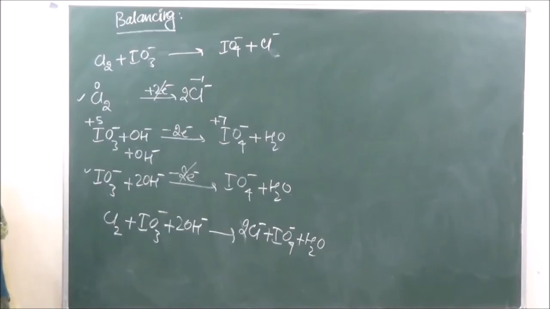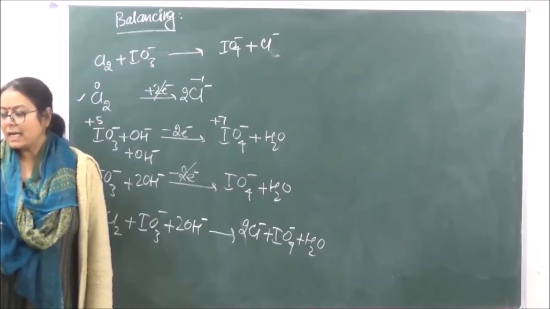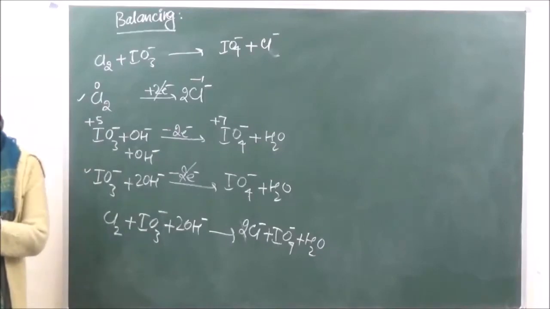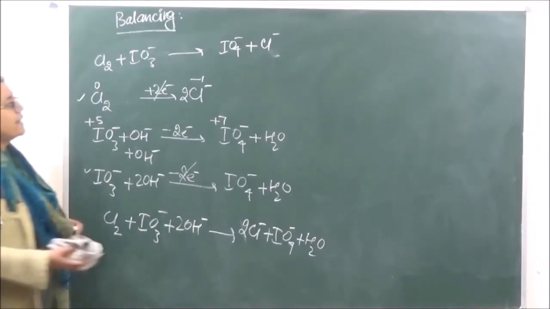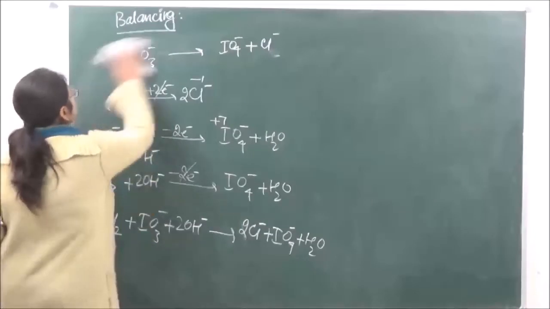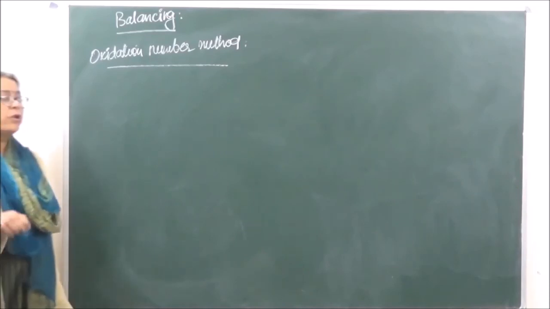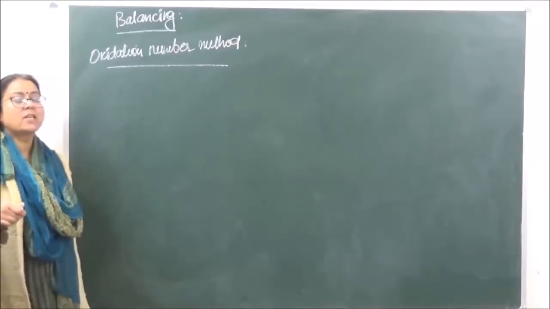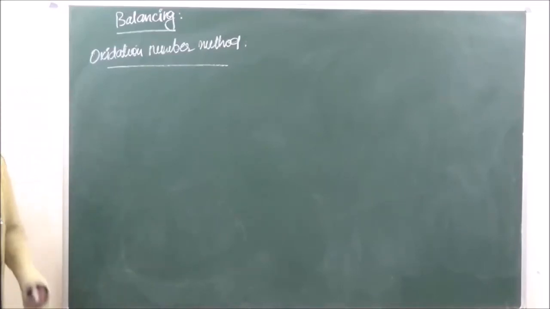So this is how you are going to balance the one in which an alkaline medium is given. The second method of balancing is known as the oxidation number method. This was the ion electron method. Let's go on to the second type, which is the oxidation number method. In the oxidation number method, we balance the oxidation half reaction and the reduction half reaction simultaneously. Okay, so in one step only. Let's take an example over here.